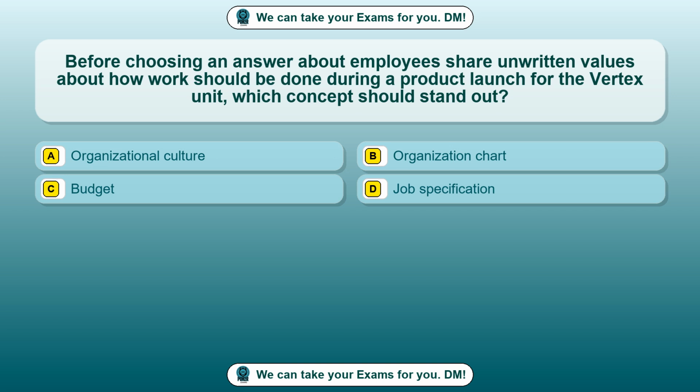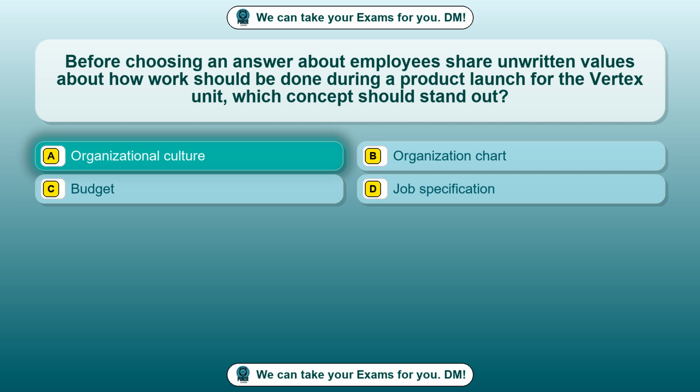Question 100. Before choosing an answer about employees who share unwritten values about how work should be done during a product launch for the Vertex unit, which concepts should stand out? Option A, organizational culture. Option B, organization chart. Option C, budget. Option D, job specification. The correct answer is option A, organizational culture.